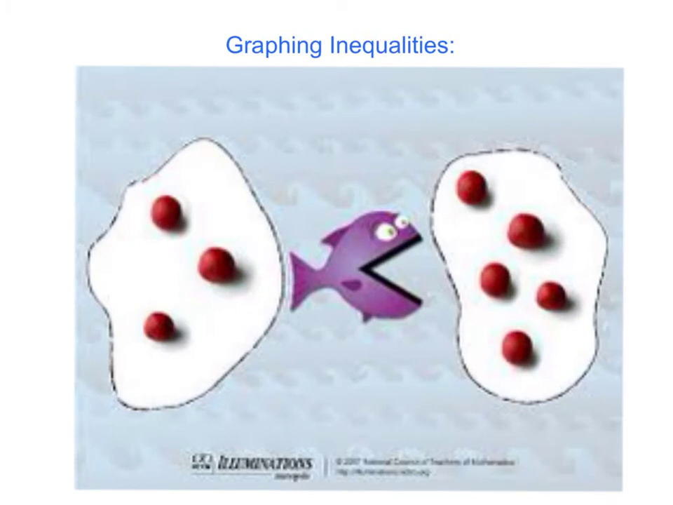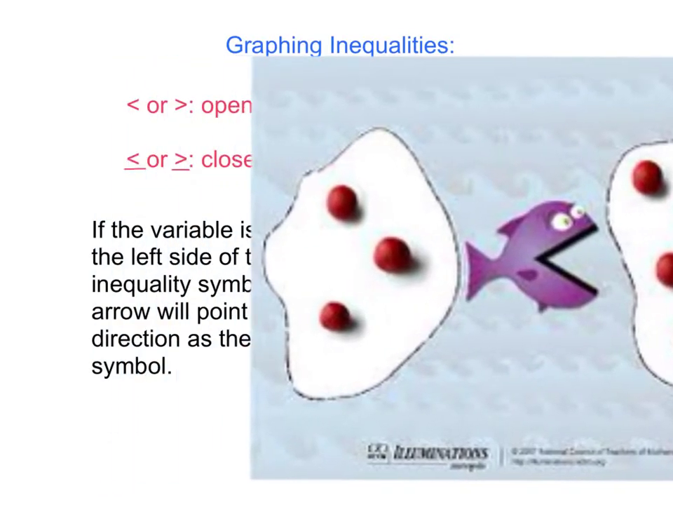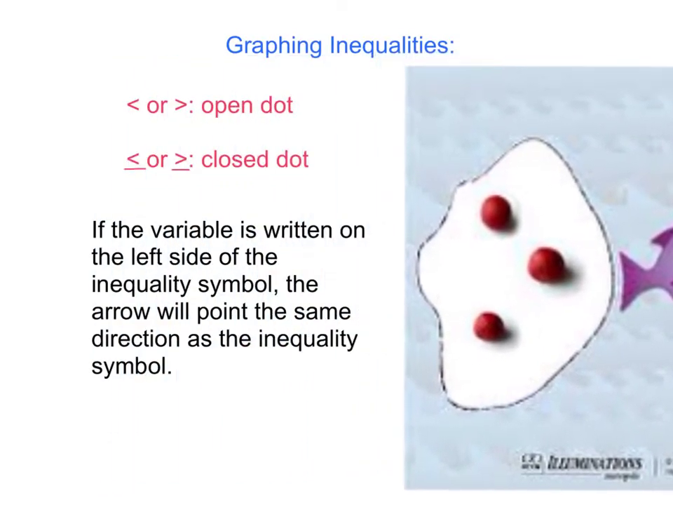Now I'd like to talk about graphing inequalities. There are a few important rules that you need to know before you can start graphing inequalities. The first one is if you have the symbol less than or greater than, you put an open dot above the number. And if you have less than or equal to or greater than or equal to, you put a closed dot above the number. When you fill in the dot, I like to think of it as you're filling it in to include it, so that number is included in the solutions.